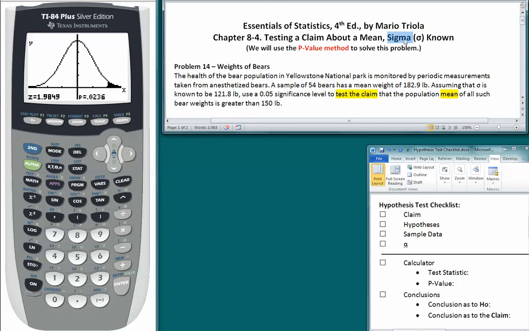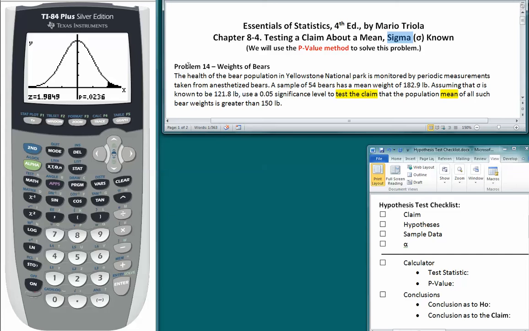And by the way, this presentation is going to be in two parts. It's pretty long, so we're going to break it up into two parts. I'll call this part 1. So you see what it says here. This is the book we're using. Chapter 8.4, testing a claim about a mean. Sigma is known. We will use the p-value method.